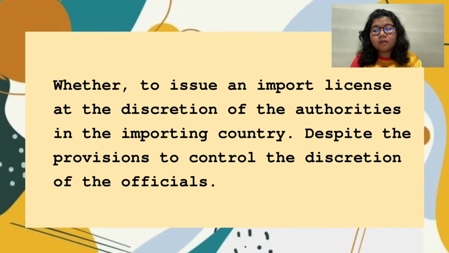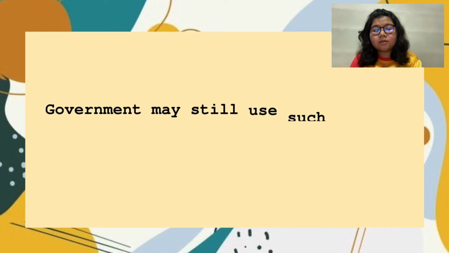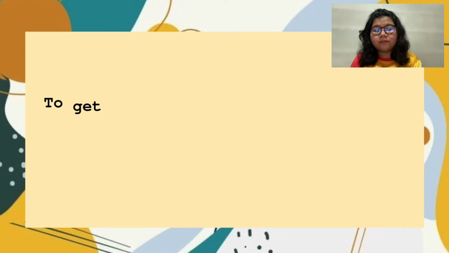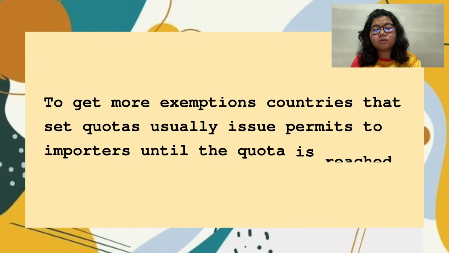Despite the provision to regulate the discretion of officials, the state may still exercise such discretion to discourage import, of which this type of action is a deterrent that follows import quota to achieve greater inclusion. Quota-setting countries typically issue permits to importers until the quota is reached.